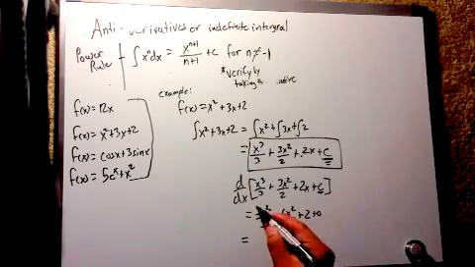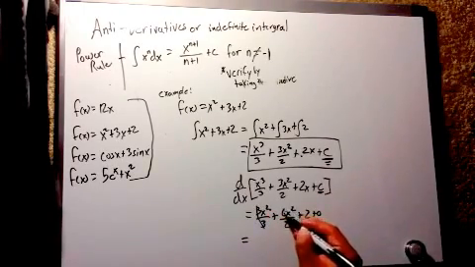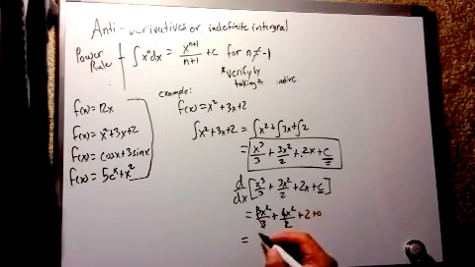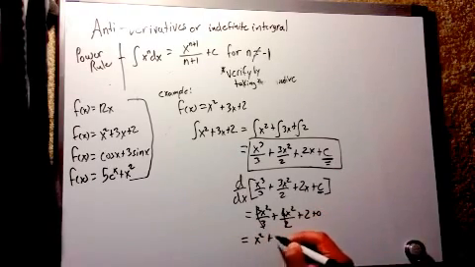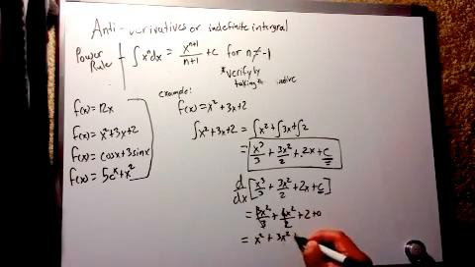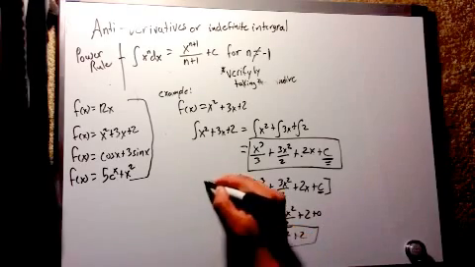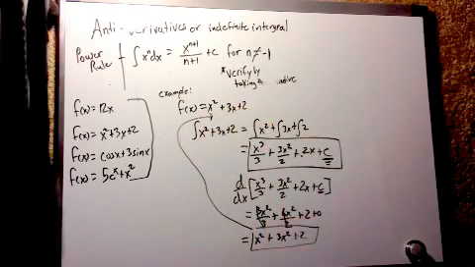So these 3's cancel out, and you can reduce the other term. It's going to be x squared plus 3x plus 2, and we wind up with our original function again. So if you take the derivative of an antiderivative, it's just going to equal your original function. And like I said, that's one of the cool things in mathematics.